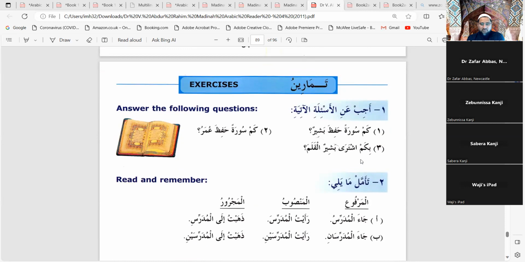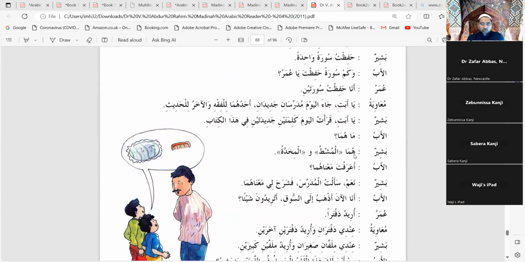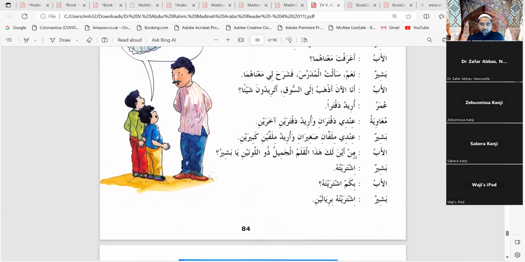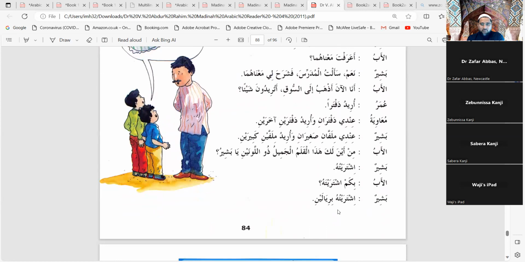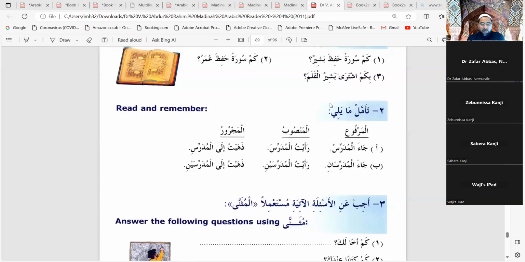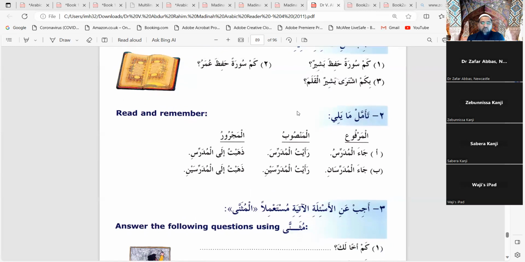Bekam ishtara Bashirun al-qalam? For how much did Bashir buy the pen? I think he said 2 riyals. Ishtara biriyalayn. Correct. Perfect. Okay. Right.